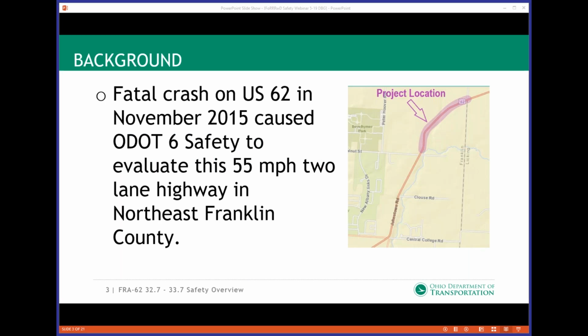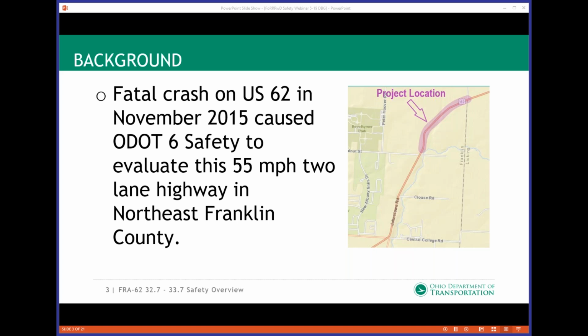So we had a project, or actually an issue that came up on Route 62. US 62 in Northeast Franklin County between New Albany and Johnstown. It's a 55-mile-an-hour 2-lane highway, has about 14,000 ADT. It's 11-foot lanes and about 2 to 3 foot shoulders. We had a customer complaint in October 2015 about several crashes that had happened near one of the curves.